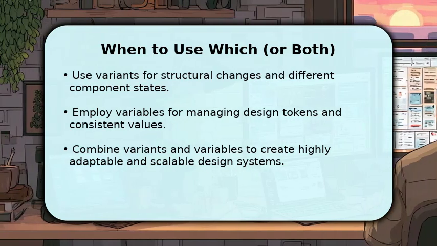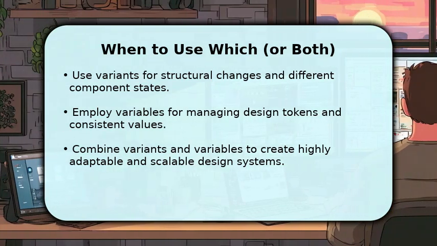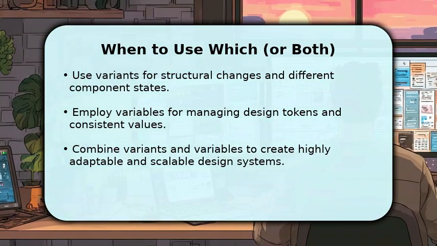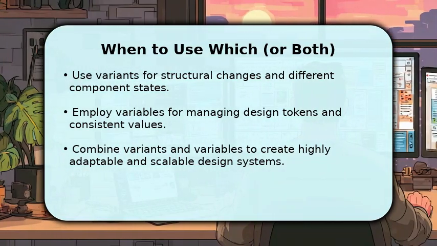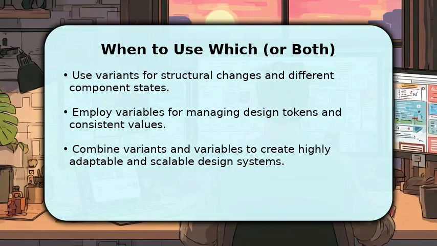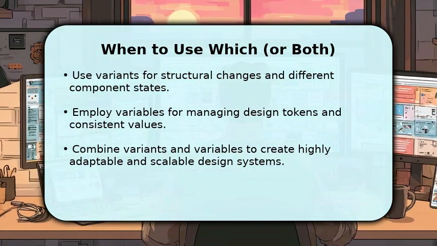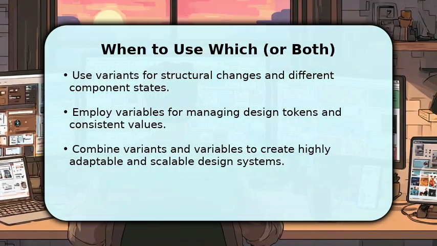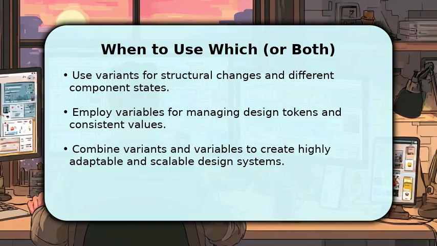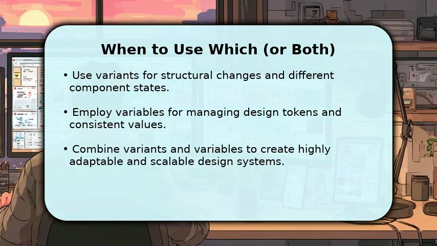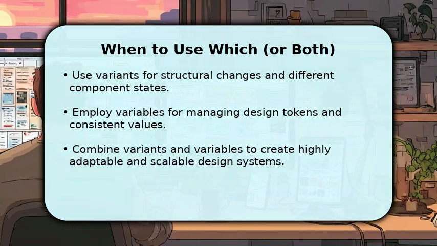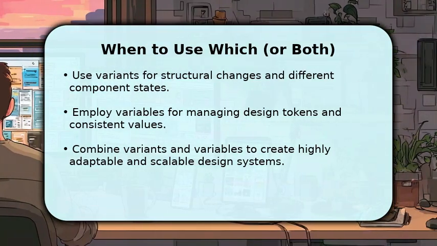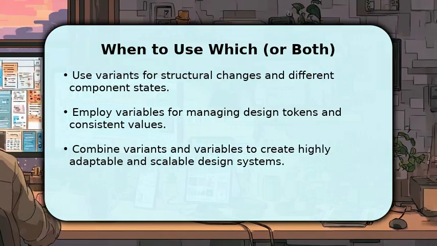So, which is better? It's not about one being superior, it's about using them together. Use variants for structural changes and different component states, like a button's appearance. Employ variables for managing design tokens and consistent values, such as its background color or padding. By combining them, you create highly adaptable and scalable design systems. For example, a button variant could dynamically use variables for its background color, text color, and even its border radius, offering maximum flexibility.